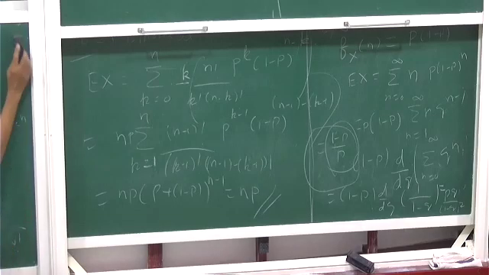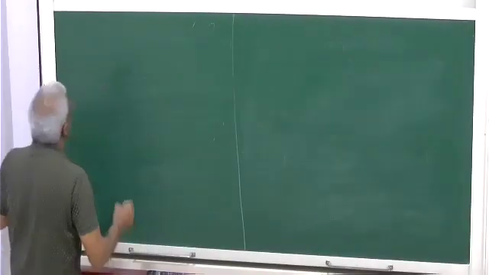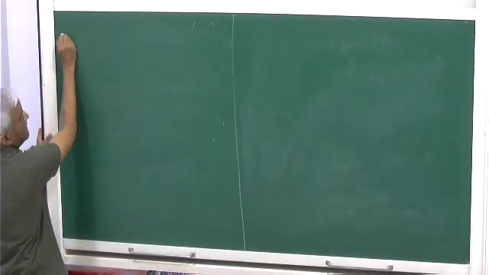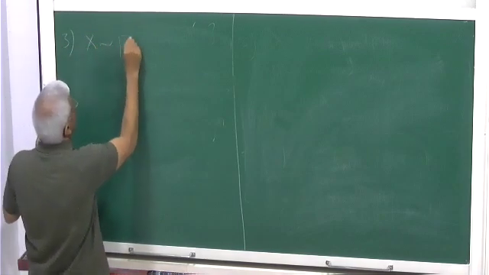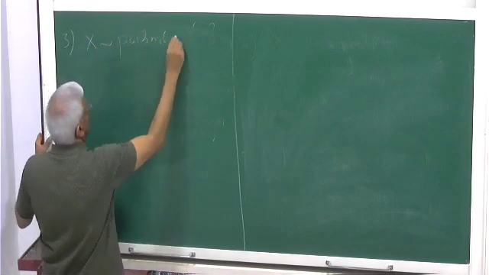So that's about the geometric distribution. Now let's look at the Poisson distribution. This is the third example. So X follows Poisson lambda.